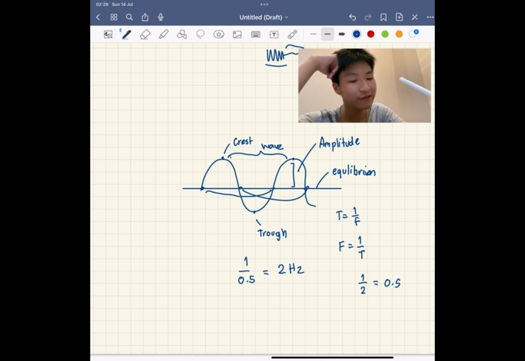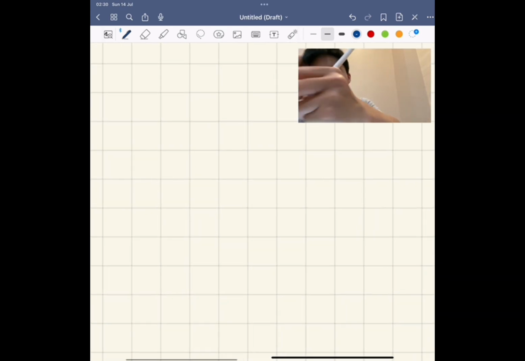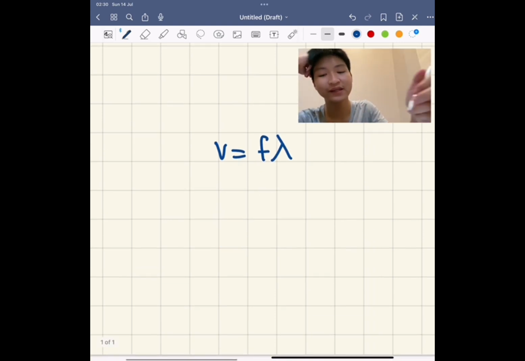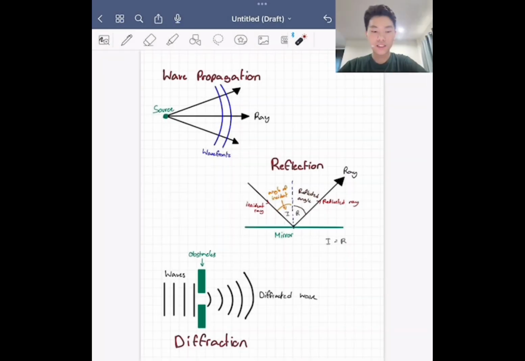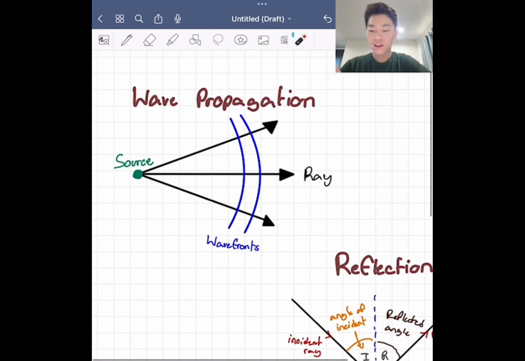Next is the wave speed, which is the speed that a wave travels through a medium, and it can be calculated by using the formula v equals f, which is frequency, times the wavelength. An example of this: the frequency is 2 hertz and the wavelength is 10 meters. You'll get a velocity of 20 meters per second. Next is the analysis of wave propagation. Wave propagation can be analyzed through the ray and wavefront.